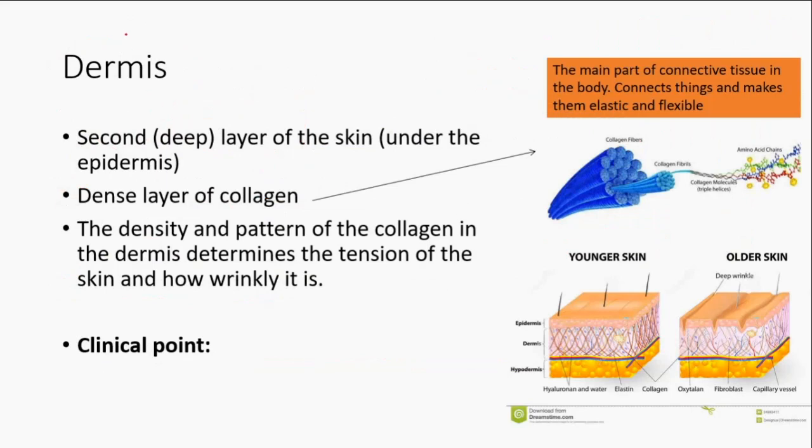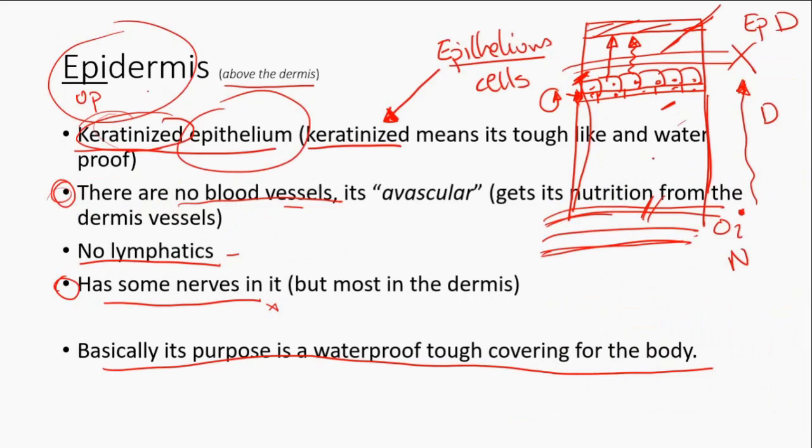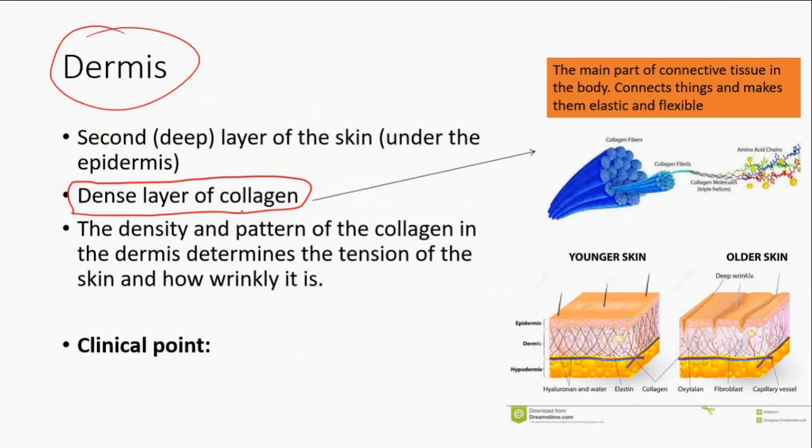So let's look at the second layer, the dermis. What's the take-home point for the dermis? Essentially, the dermis is a dense layer of collagen. If there's anything you want to take away from this slide, it's this: it's a dense layer of collagen. We said that the epidermis was lots of cells that are becoming drier, creating a waterproof, tough covering for the body. Well, your dermis is essentially just a layer of collagen.